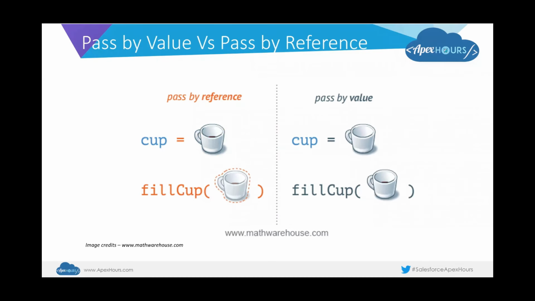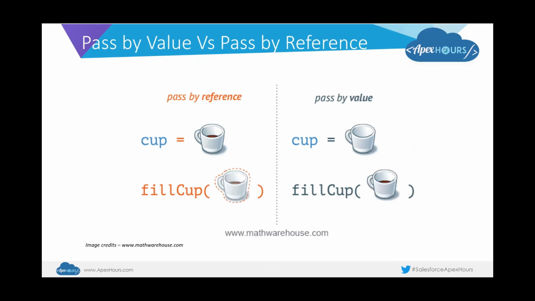The second technique of passing parameters to a method in Apex is called pass by reference. This technique is slightly different as compared to pass by value.